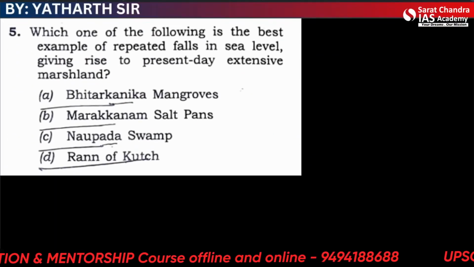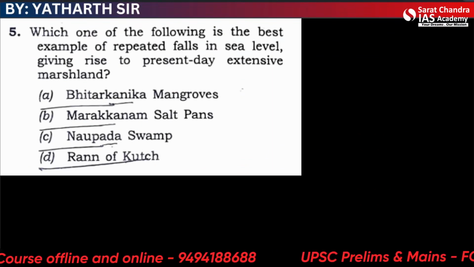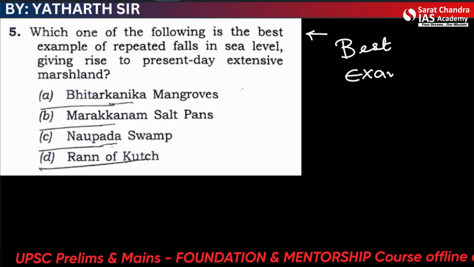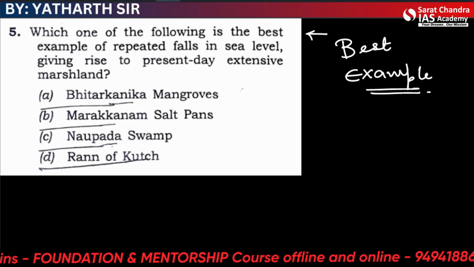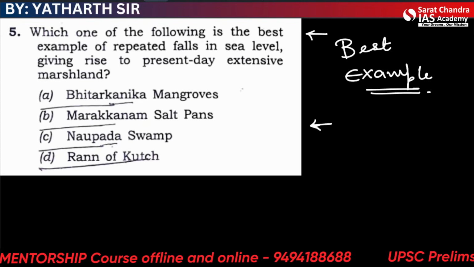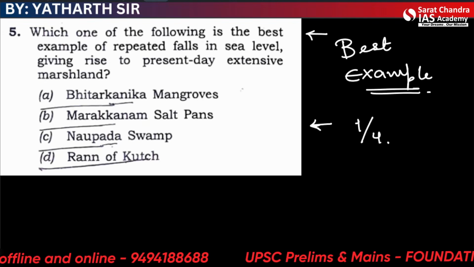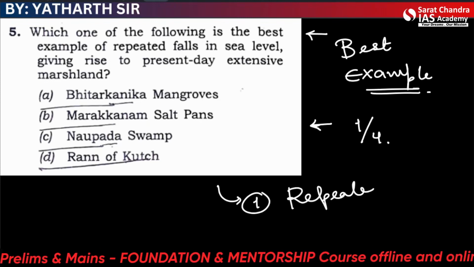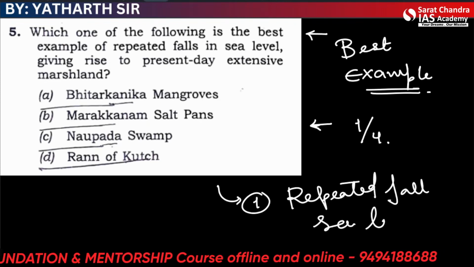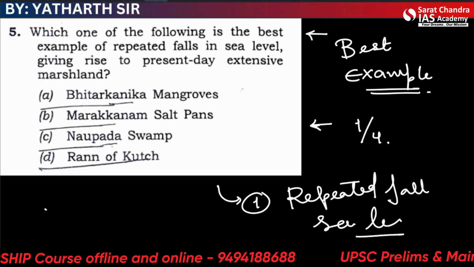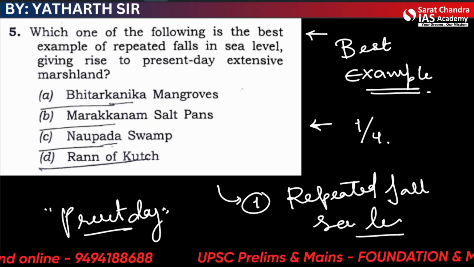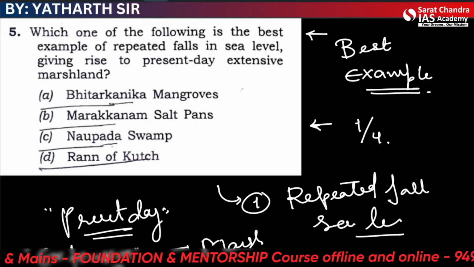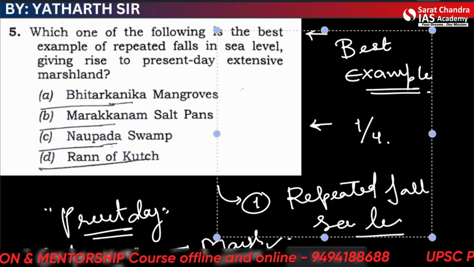Alright, so let's figure it out. This was the question. Which one of the following is the best example? So it's asking about the best example. UPSC has not repeated the pattern of 1 pair, 2 pair. The options are clear here and you are supposed to make one choice out of 4. So best example of repeated falls in sea level. This is the first pickup for us. Repeated falls in sea level, giving rise to present day, and it's talking about the present day, extensive marshlands. Alright, so these are some pickups. I'll tell you how to decipher them.